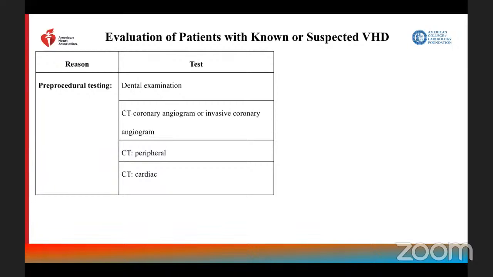Pre-procedural testing for every patient going for valve procedure: dental examination to rule out any potential infection sources, CT coronary angiogram or invasive coronary angiogram to provide an assessment of coronary anatomy if there is any ischemic heart disease, also CT peripheral to assess femoral access for TAVI and other transcatheter procedure, and CT cardiac to assess suitability for TAVI and other transcatheter procedures.